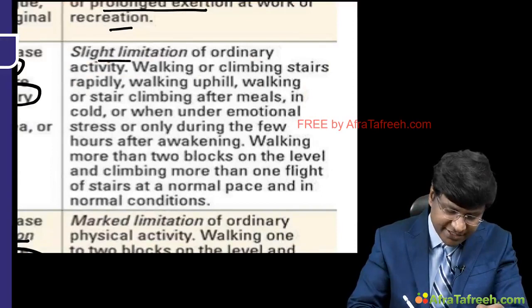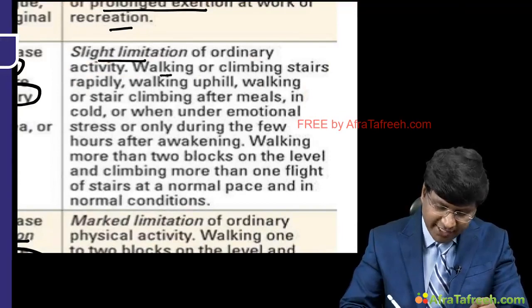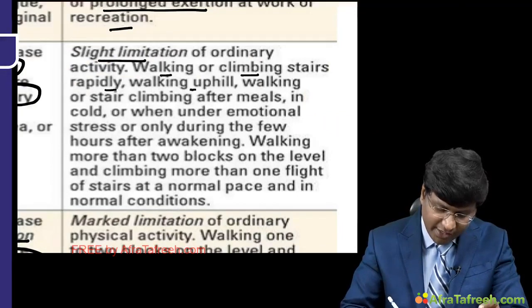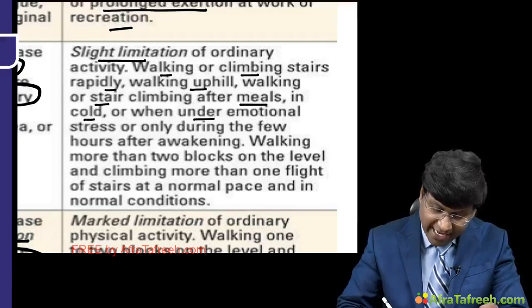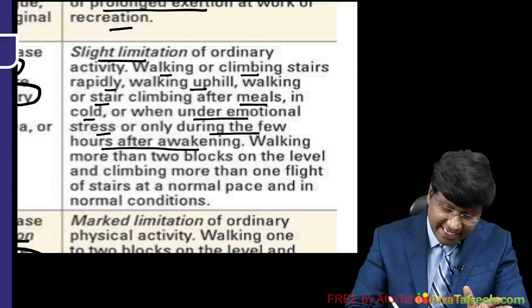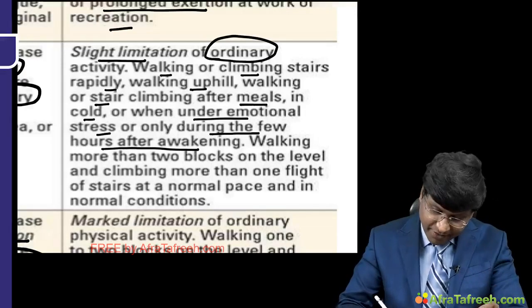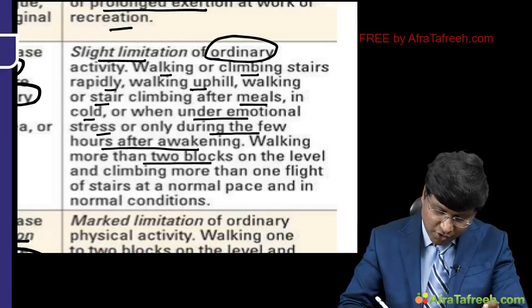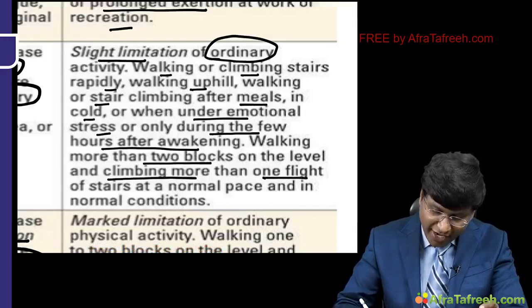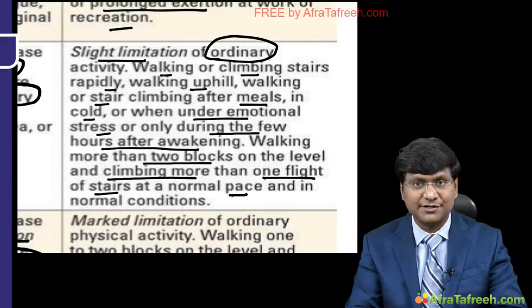Then class 2 Canadian classification, there is slight limitation of the ordinary physical activity. So that is walking or climbing stairs rapidly, walking uphill, walking or stair climbing after meals, in the cold, or when under emotional stress, or only during the few hours after awakening, the individual will have angina. So the individual is having slight limitation of the ordinary physical activity, right? So even you see here, walking more than 2 blocks on the level and climbing more than 1 flight of stairs at normal pace can also contribute to the development of angina, right?